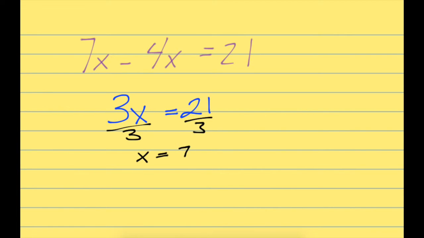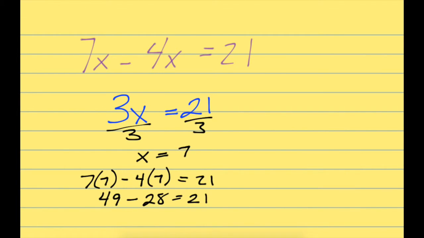And I can check, does 7 times 7 minus 4 times 7 equal 21? 7 times 7 is 49. 4 times 7 is 28. 49 minus 28 does equal 21, so x equals 7 is our answer.